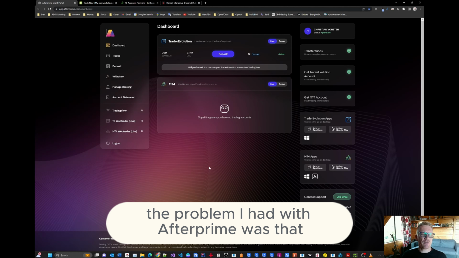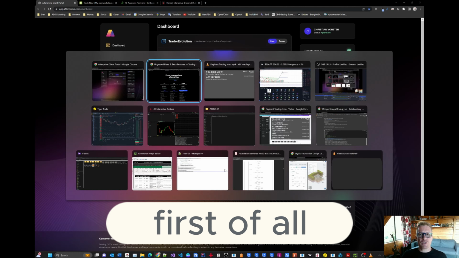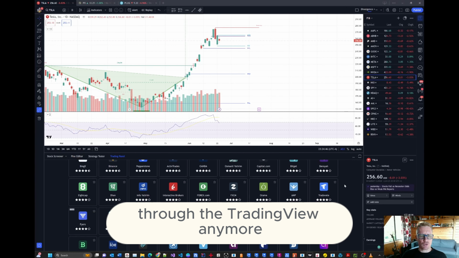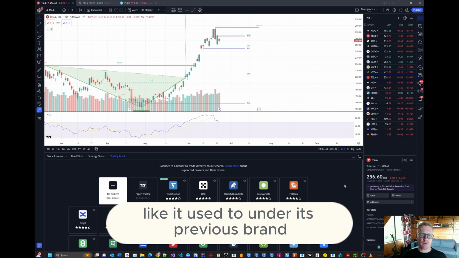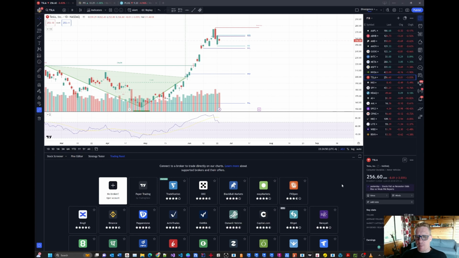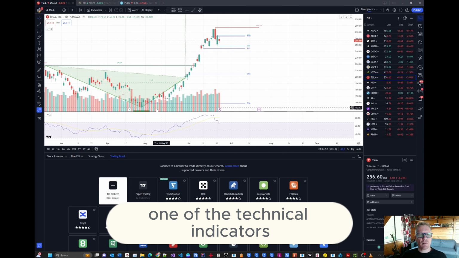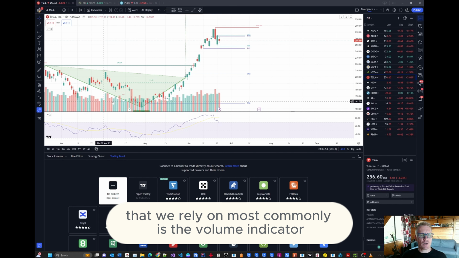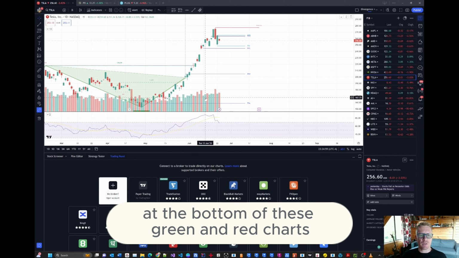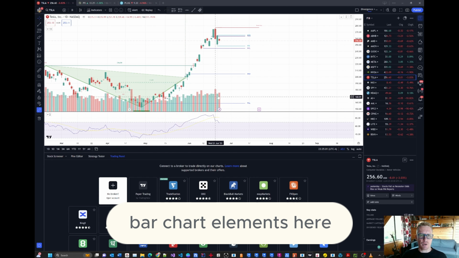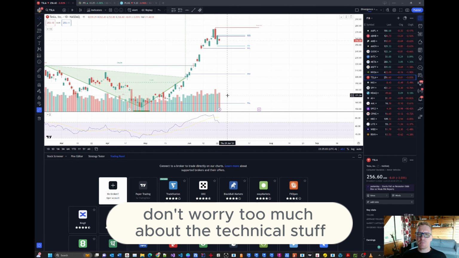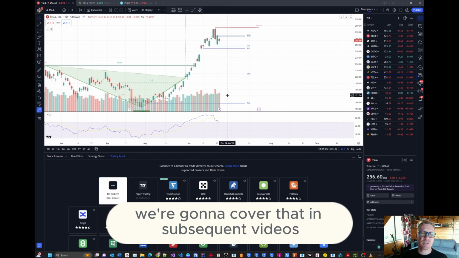The problem I had with Afterprime was that, first of all, it doesn't connect directly through to TradingView anymore like it used to under its previous brand. And the second thing is that one of the technical indicators that we rely on most commonly is the volume indicator, which you see here at the bottom, these green and red bar chart elements. Don't worry too much about the technical stuff. We're going to cover that in subsequent videos.